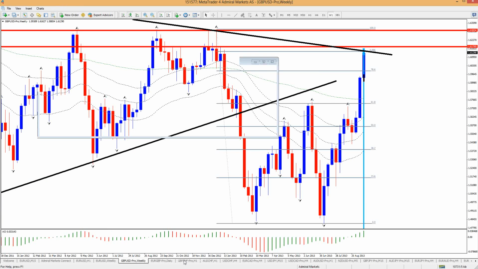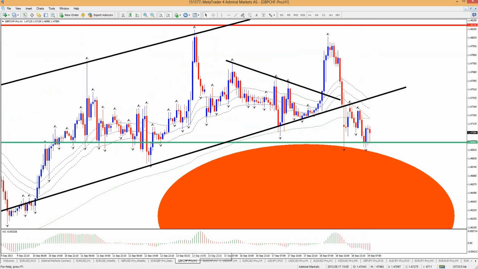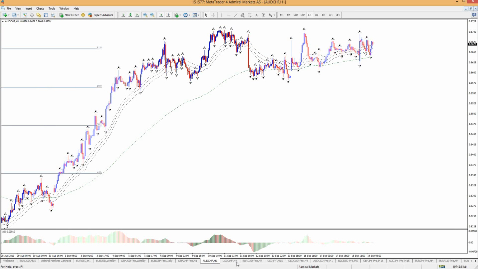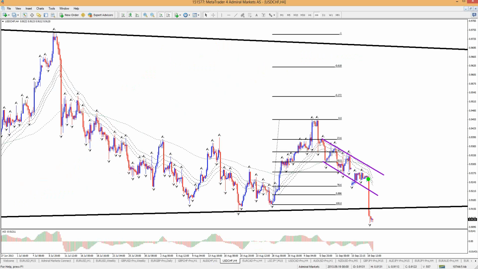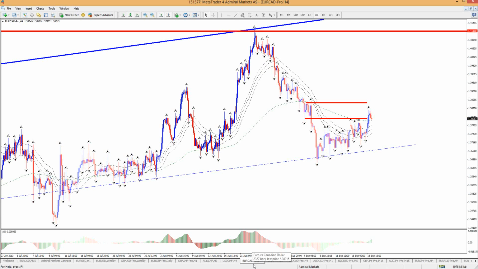Let's take a look at something else. Pound Swissy broke up, but as we know, there was a big resistance there, so it couldn't continue as expected. Dollar Swissy, of course, logically followed the dollar and broke to the downside, right? But it only moved 150 pips, by the way.